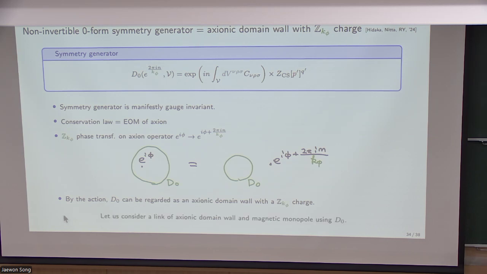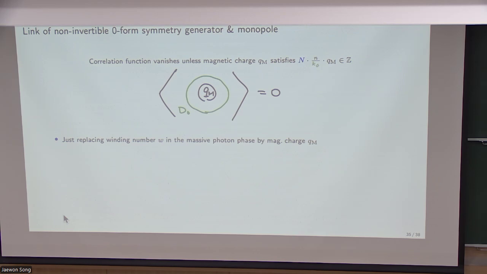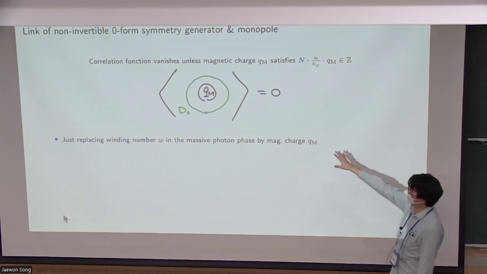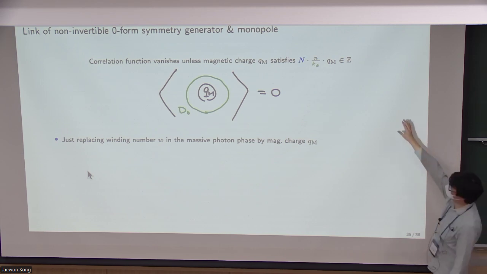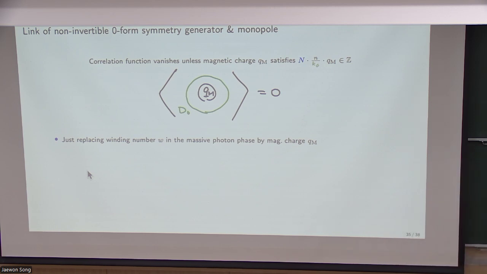So by using the non-invertible symmetry generator, we can consider the linked configuration of the axionic domain wall and the magnetic monopole. My conclusion is that the correlation function of the linked configuration vanishes unless the magnetic charge of the monopole satisfies this condition. This constraint is obtained by just replacing the winding number in the massive photon case by the magnetic charge Qm. So physically it's the same effect.